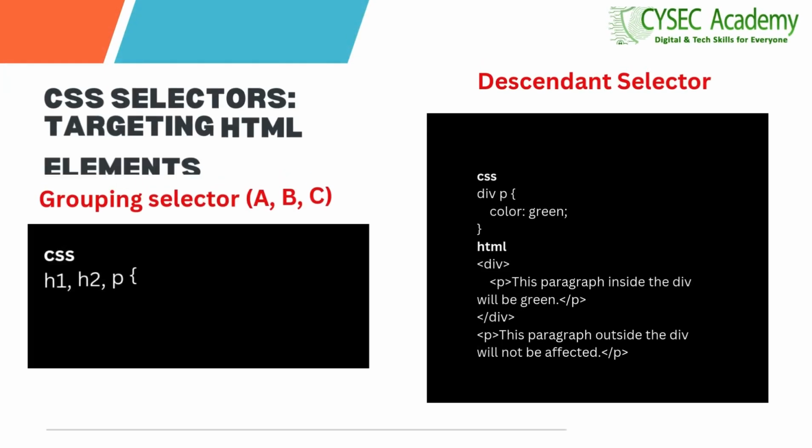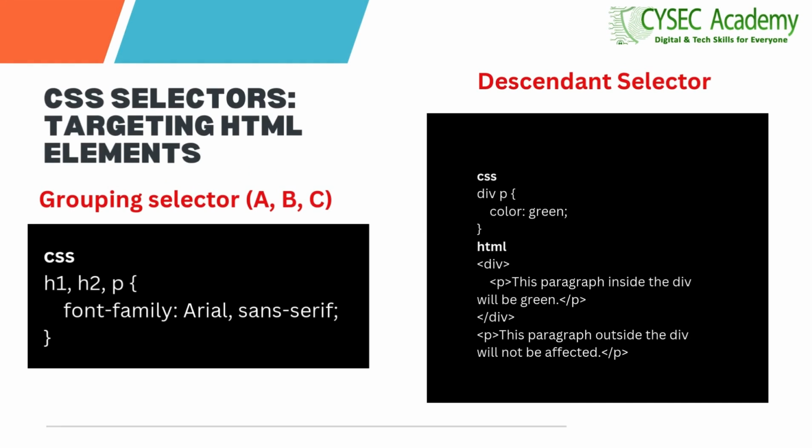Grouping selector. This selector allows multiple elements to share the same style without repeating CSS rules. It is used for applying a common font to multiple heading levels and paragraphs. Descendant selector. A descendant selector styles an element only if it is inside a specified parent element. It is used for targeting elements only within a specific container.